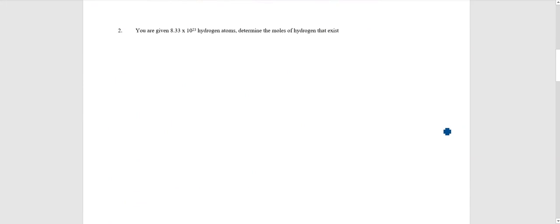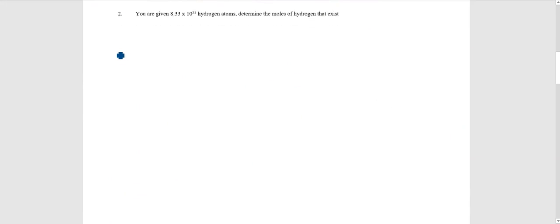For the next one, you're given 8.33 times 10 to the 23rd hydrogen atoms. So here we're working with atoms in the beginning. It's basically the same thing as saying particles. And you're asked to determine the amount of moles of hydrogen. So you're going from atoms as our starting unit to moles.